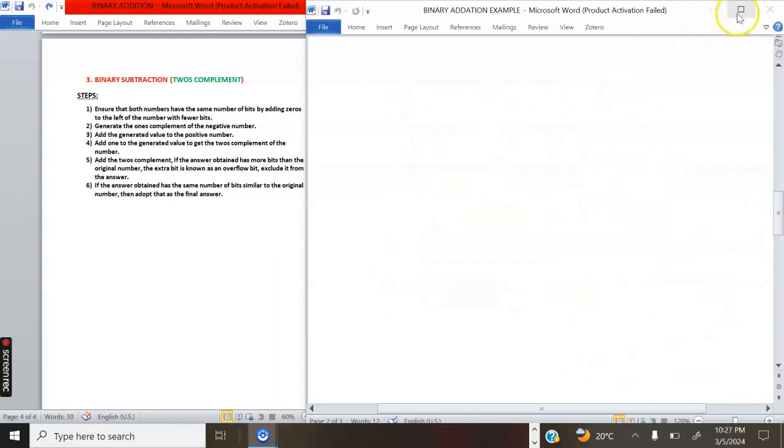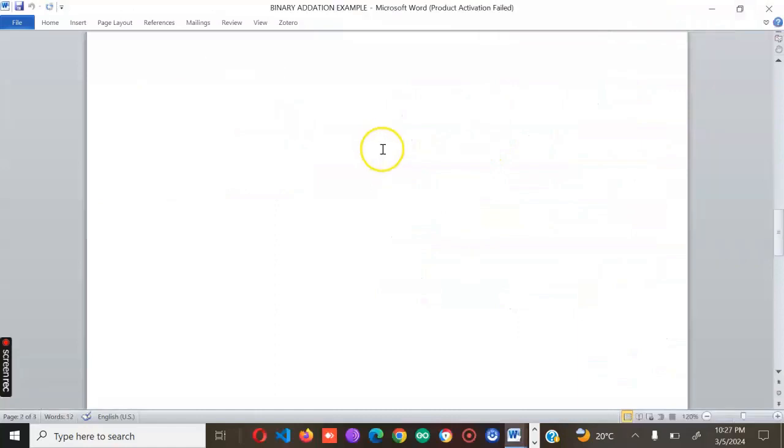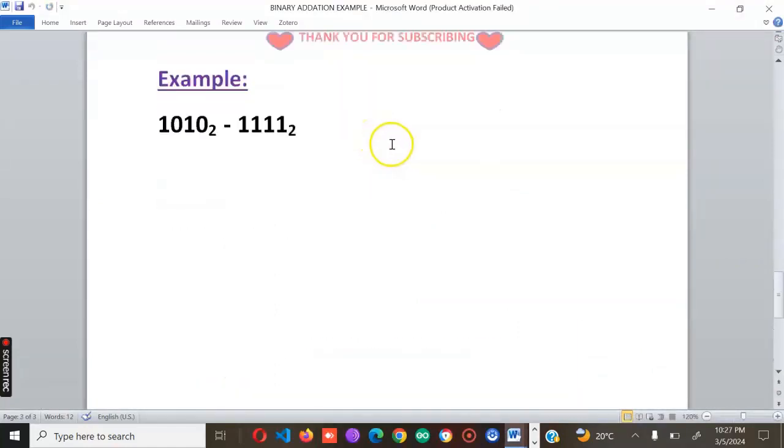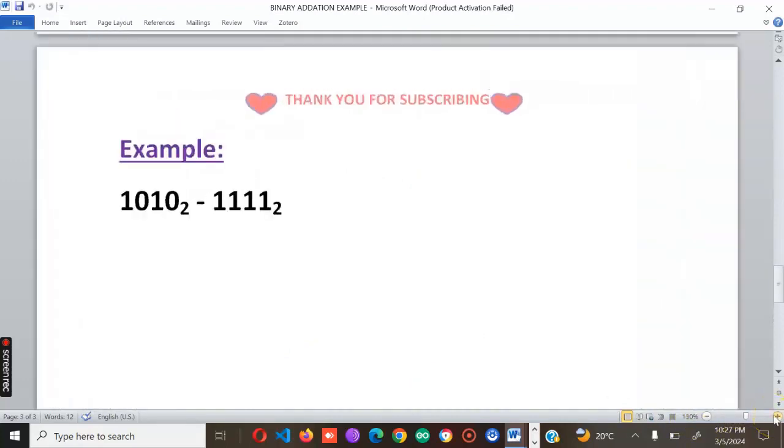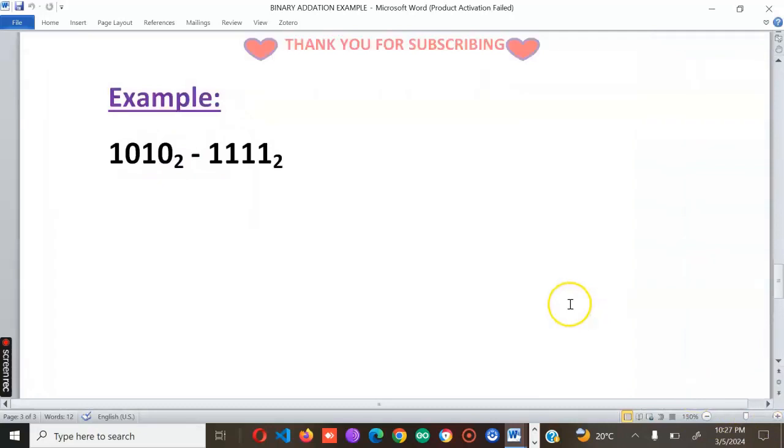Okay, let's move now to our last example. Maybe you can have 2 minutes to go through this one so that you can gauge whether you have understood. Two minutes. So 1 minute is over. Okay, let's do it now.